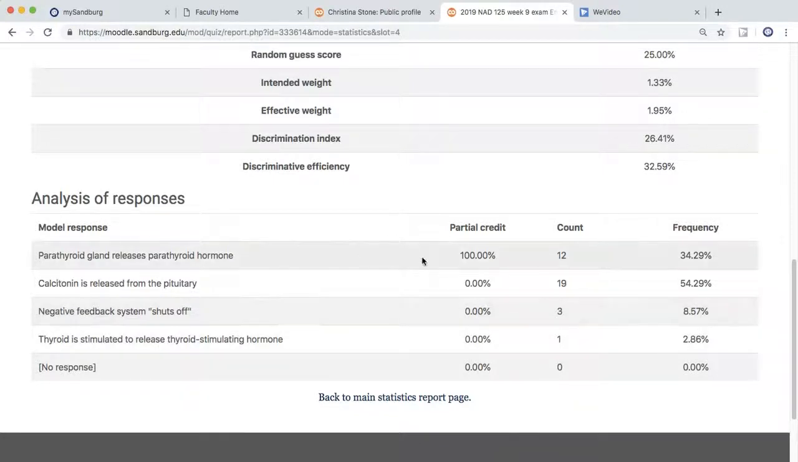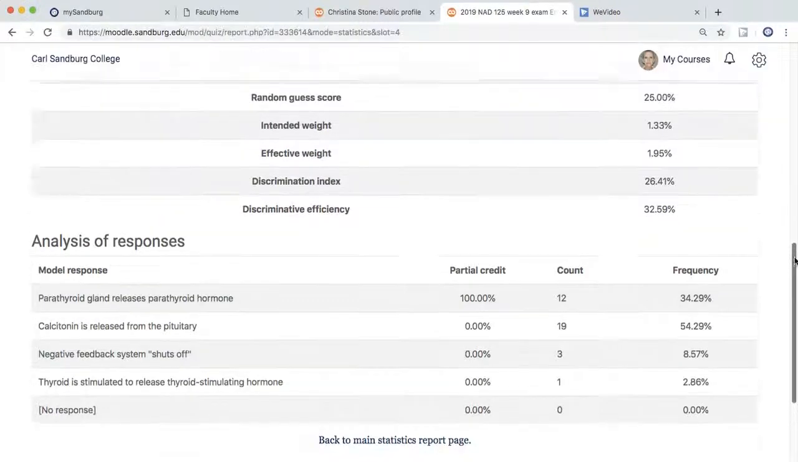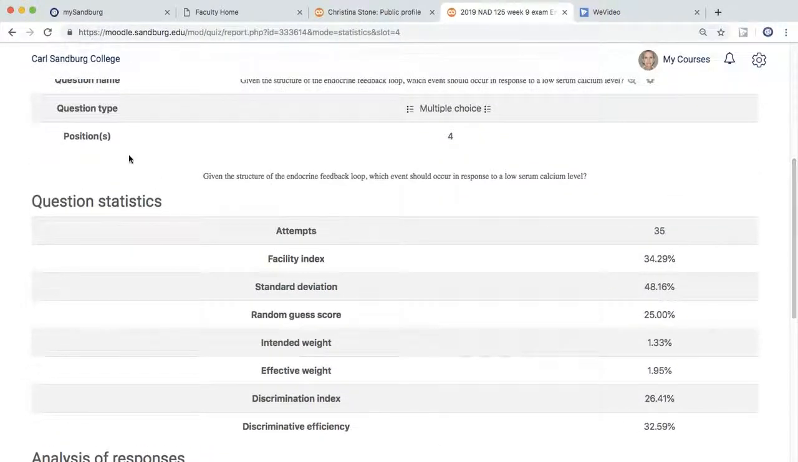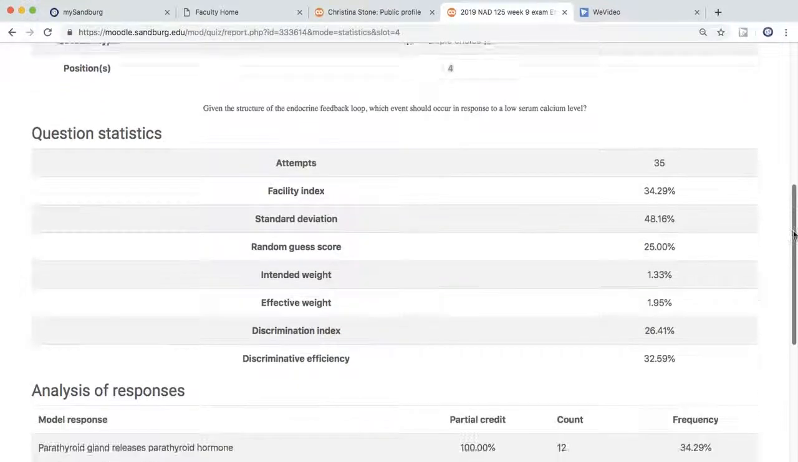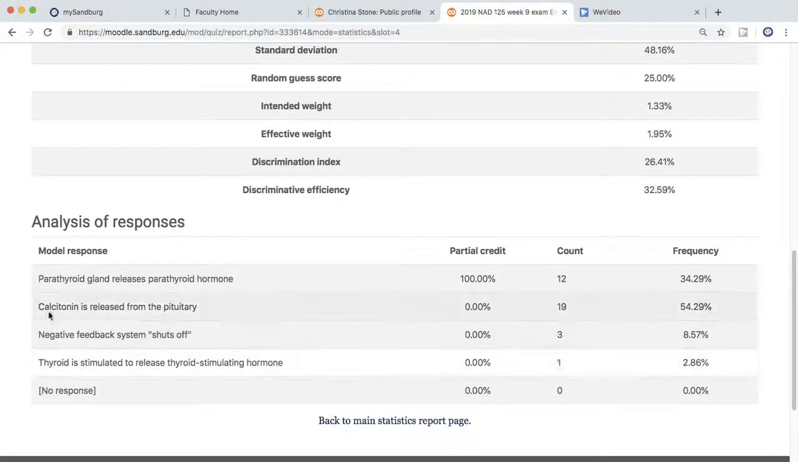So the first thing that I'm going to do is look through my notes to find out what section I taught about the endocrine feedback loop with calcium. What did I teach the students? Is this the correct answer? How did I cover this in class? If I feel that this was covered very well in class, I'm going to look at the book. What does the book say? Does the book cover this?